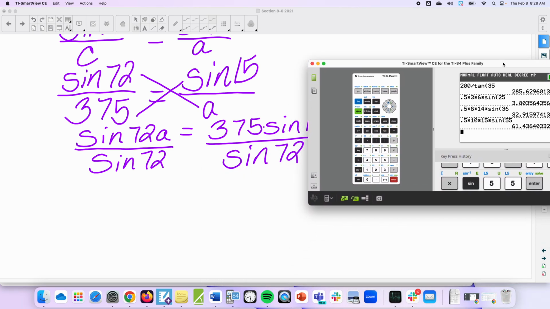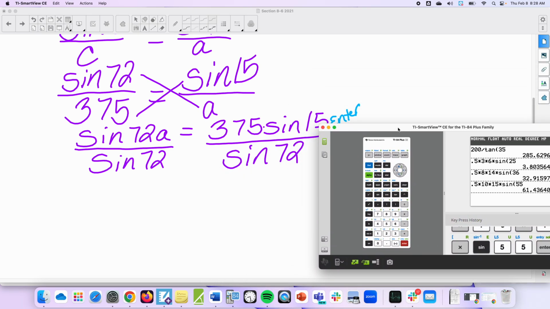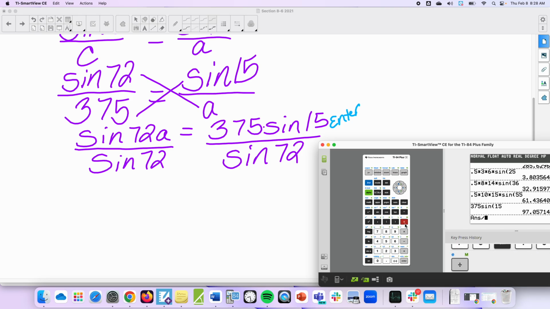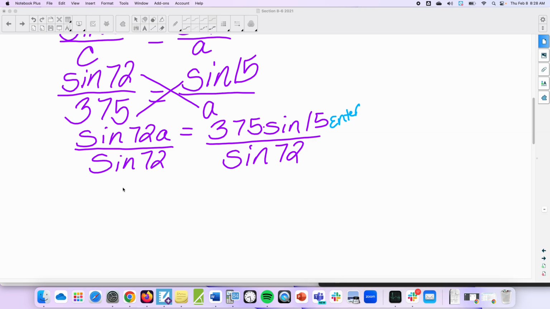Okay, so if I go 375 sine 15, enter, divided by sine 72. Did you guys get 102.05? Okay, so that's little a is 102.05.